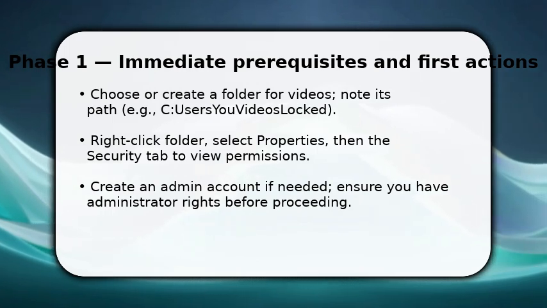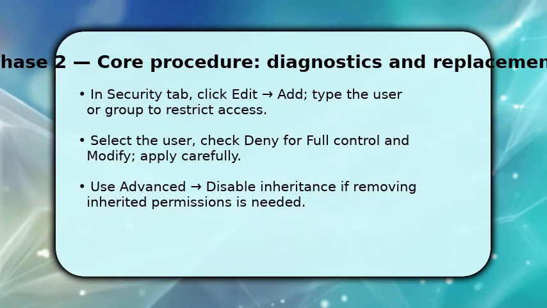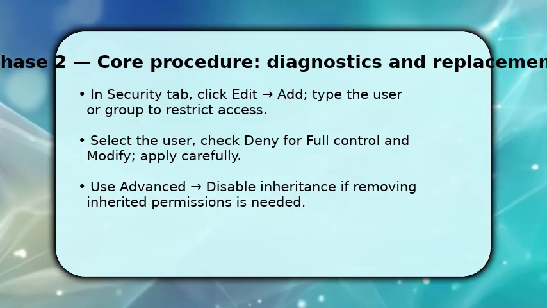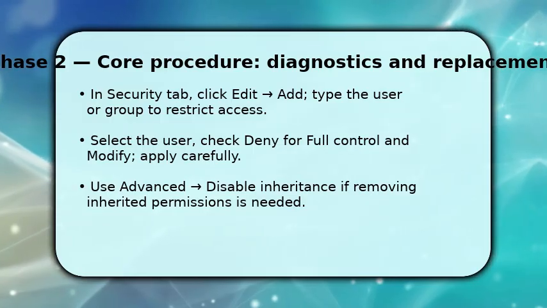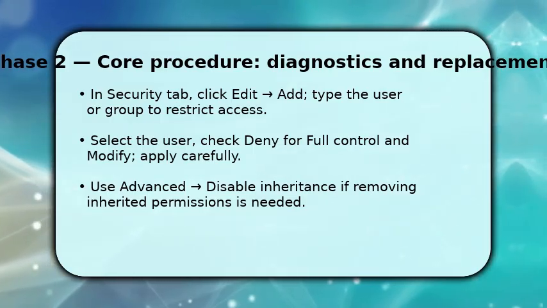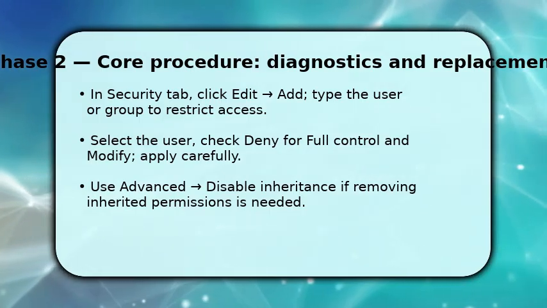Now you modify permissions to lock the folder. Open Security, right arrow, Edit, add the specific user or group you want to block, and then explicitly set Deny on Full Control and Modify. That prevents file access. Make sure to apply changes only to this folder so you don't disrupt other files.